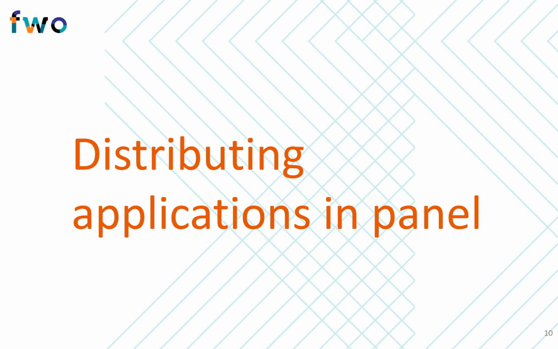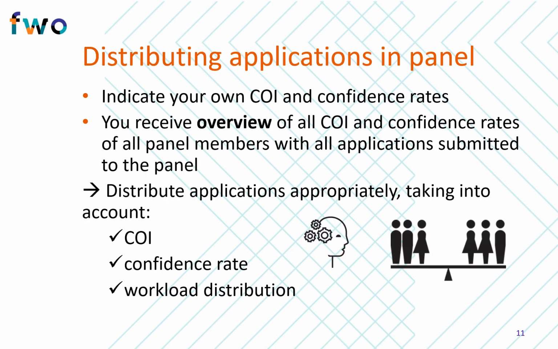A second important task of the chair is to distribute the proposals across all panel members. As a first step in the evaluation procedure, FWO will request all panel members to check the list of submitted applications and indicate potential conflicts of interest. Additionally, FWO will ask panel members to indicate how familiar they are with the topic of the proposed project.